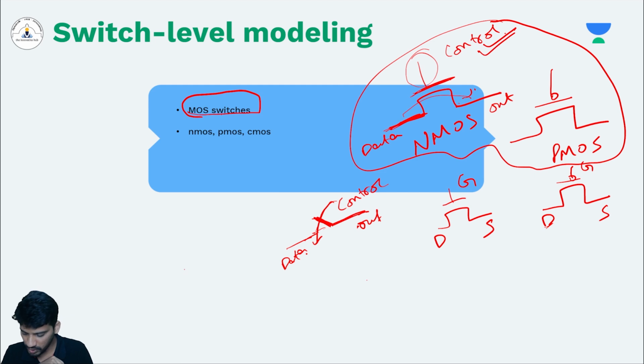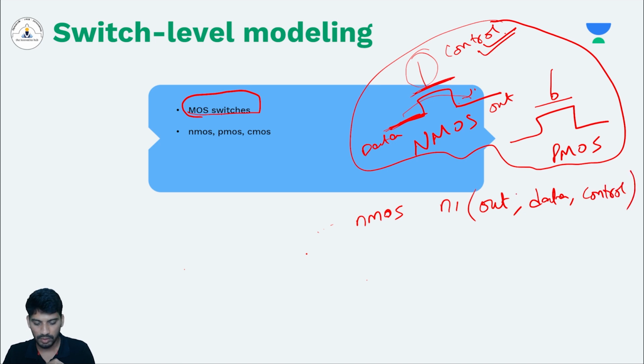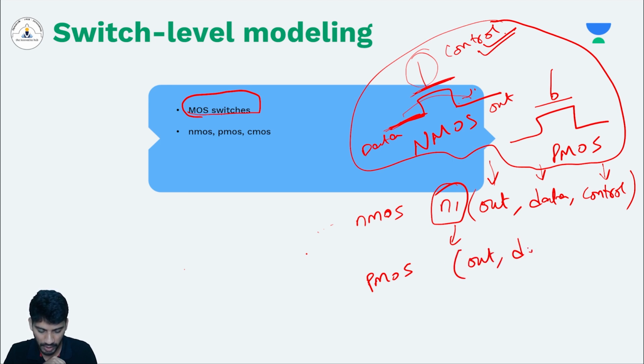The syntax of NMOS and PMOS is, you write the primitive keyword, small nmos, then N1 (out, data, control). Always write the output as the leftmost terminal, then data is your input terminal and control is your control. You can either give the instance name or not, it is optional. Similarly, the syntax for PMOS: pmos, here I am not writing the instance name, I can directly write out, data, control.